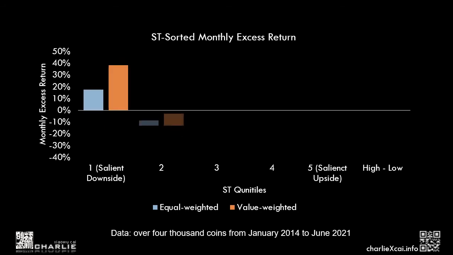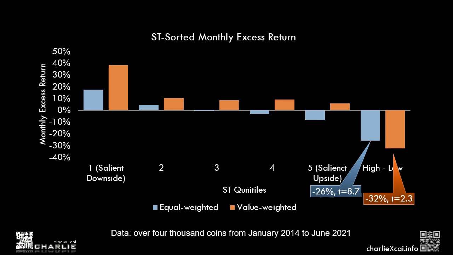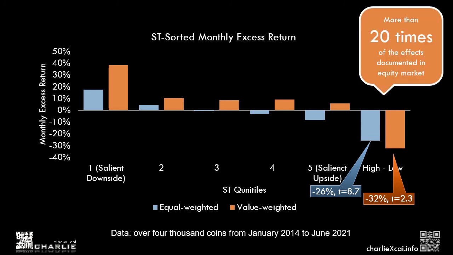We can see that the portfolio's returns monotonically decrease as portfolio changes from salience downside to salience upside. The monthly returns of the high-minus-low portfolio are 26% and 32% respectively for equal weighted and value weighted. These returns are more than 20 times those documented in the equity market. Overall, it confirms that salience theory exists strongly in the cryptocurrency market.